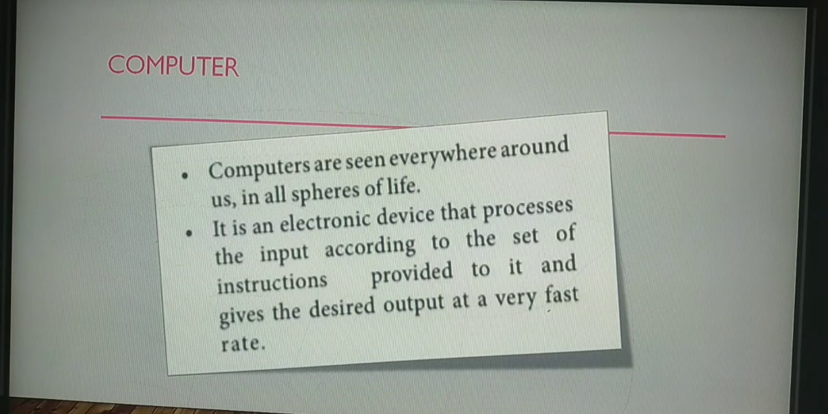So the first one is: computers are seen everywhere around us in all spheres of life. Then the definition is: it is an electronic device that processes the input according to the set of instructions provided to it and gives the desired output at a very fast rate. So this is your definition. It is in points to remember. Now we can have the second one.